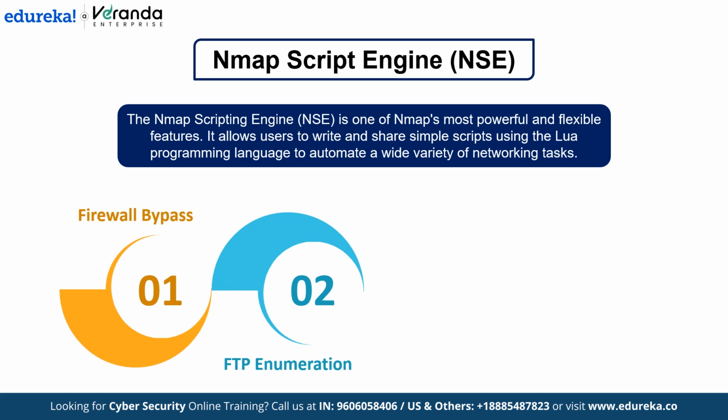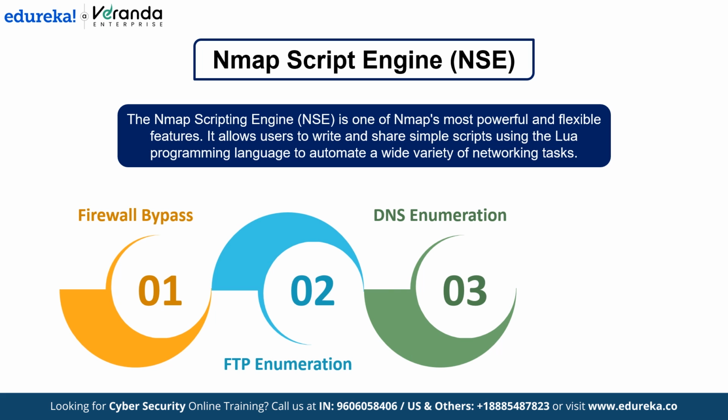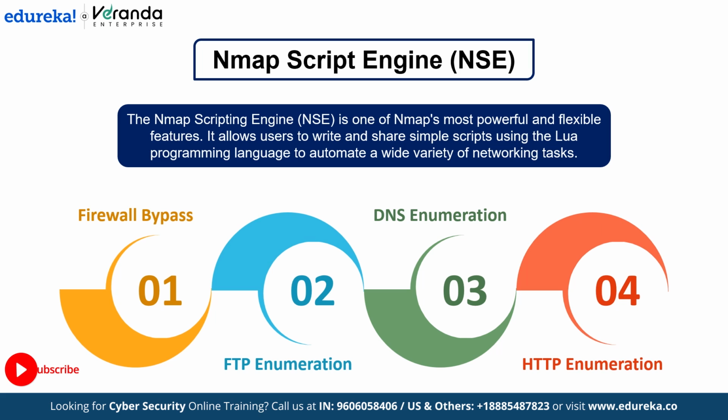Next is the FTP enumeration. Gathers information about FTP servers including user accounts and shared directories. Then comes the DNS enumeration. Extracts DNS records and identifies potential misconfiguration in DNS servers. Last is the HTTP enumeration. Identifies web applications and hidden directories on HTTP servers, potentially exposing vulnerabilities.